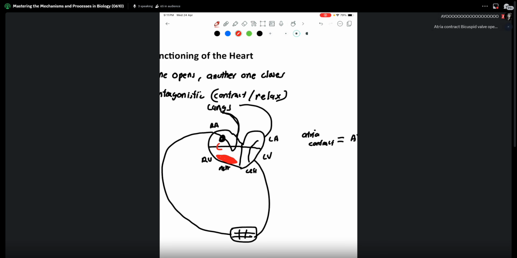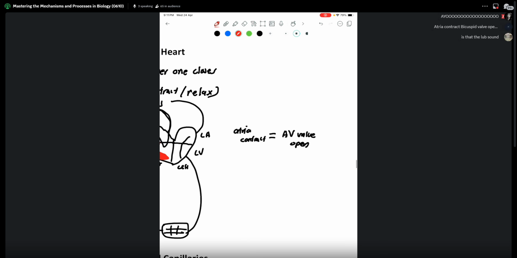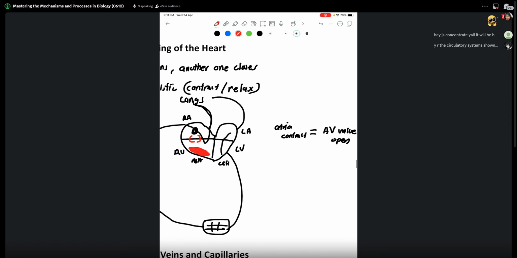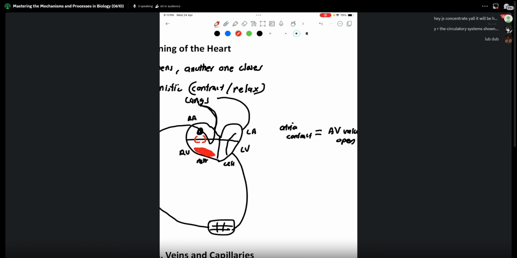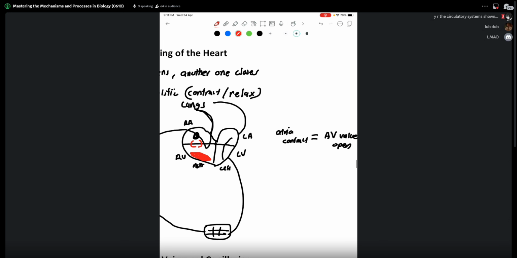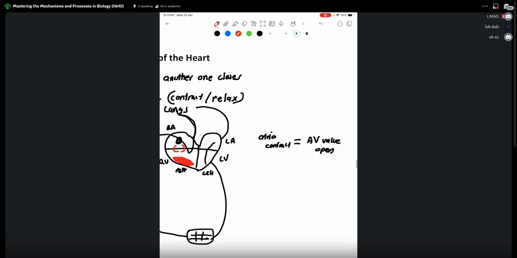At the same time, the valve is open here. So the AV valve will open. That is the lub sound. So it's always a lub dub type of sound. The lub sound begins with the AV valve opening. Now I have a lot of blood in the ventricles, and I want to send it to the rest of the body. So how am I going to do that? Now the ventricles will contract.